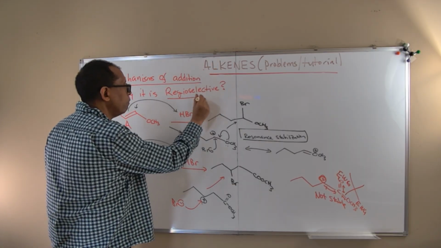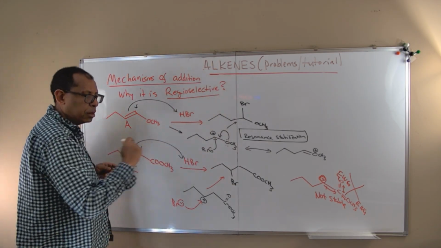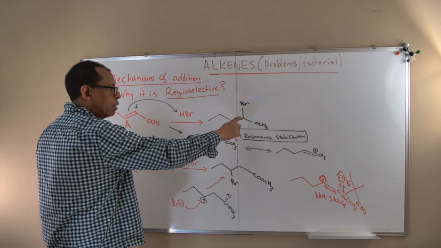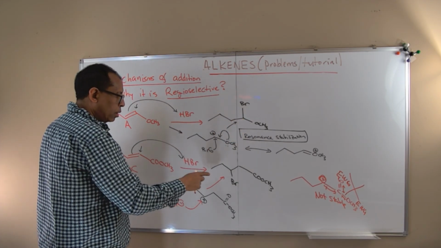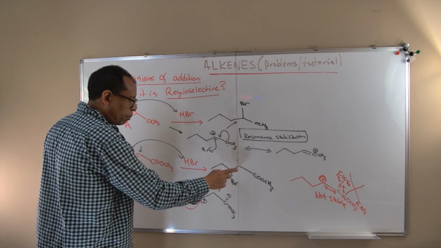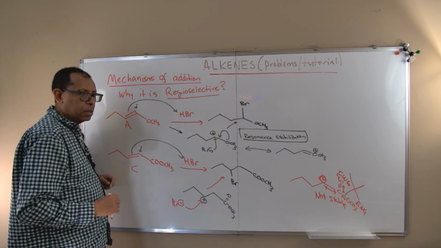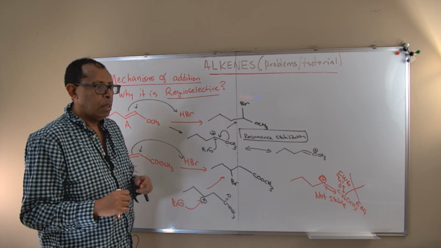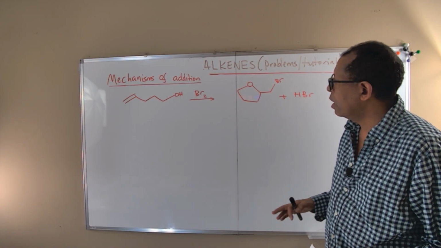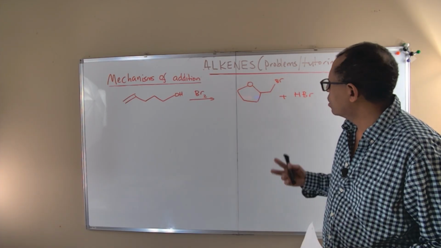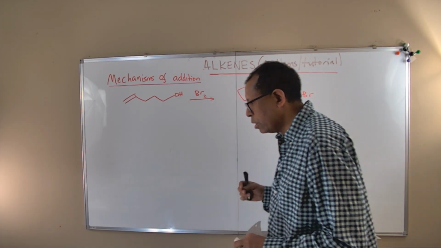The regioselectivity comes from two reasons. Here, the bromine goes here, not here. In this other case, the bromine goes not here, but here. So there are two different mechanisms. Let's continue more on addition mechanism and also look at some synthetic strategies.